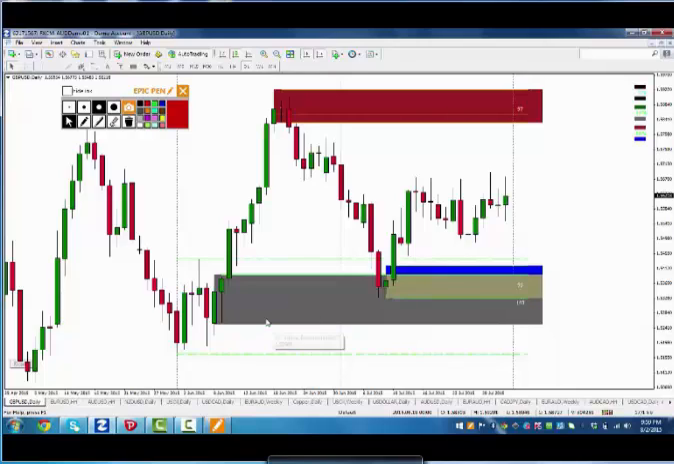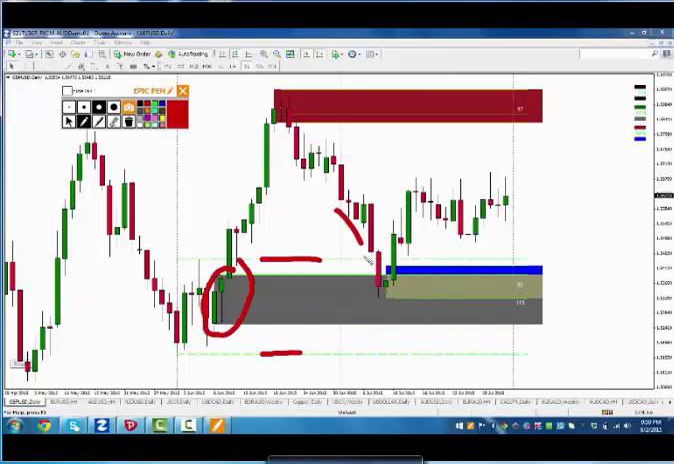When I go down to the daily, you can see that this is my weekly demand, and this is my daily demand. The price dropped to this daily demand and rallied up. Just as we mentioned, the weekly demand is in control, and now the daily demand is obviously also in control.